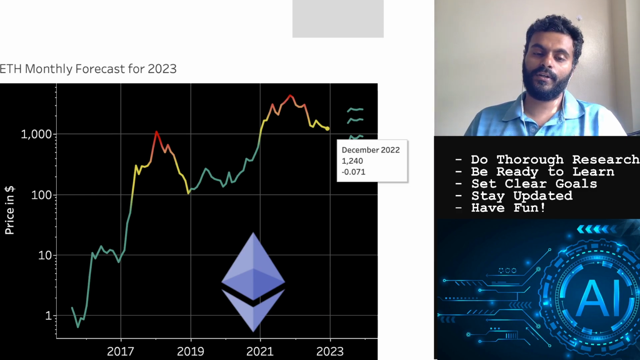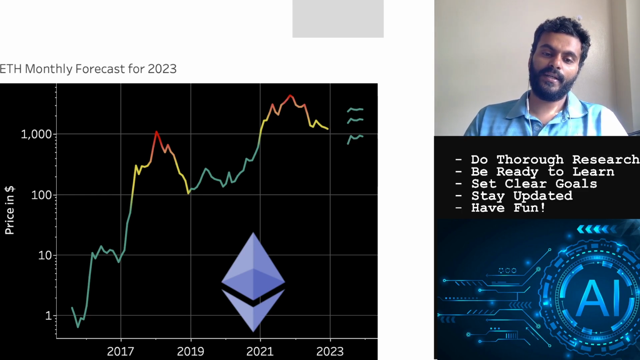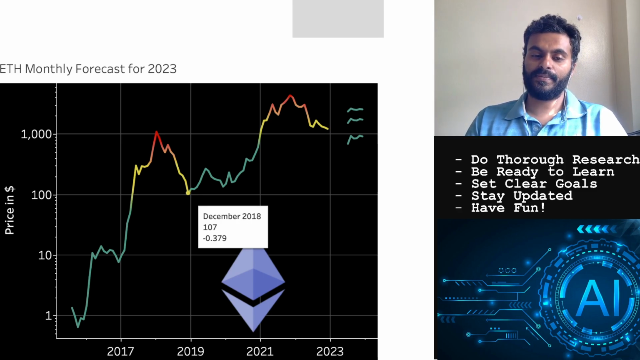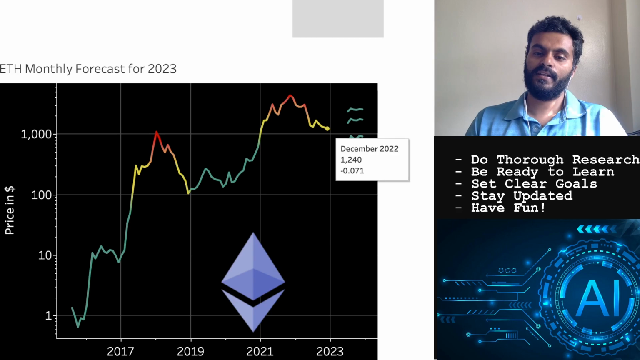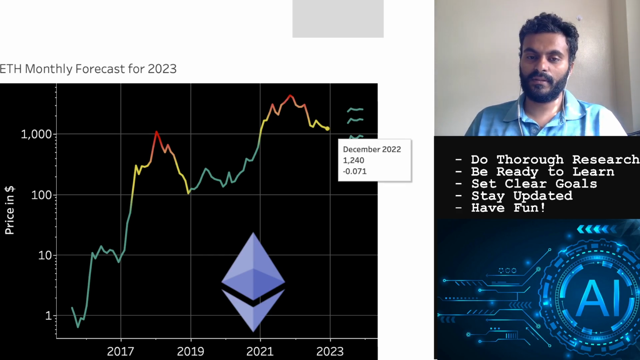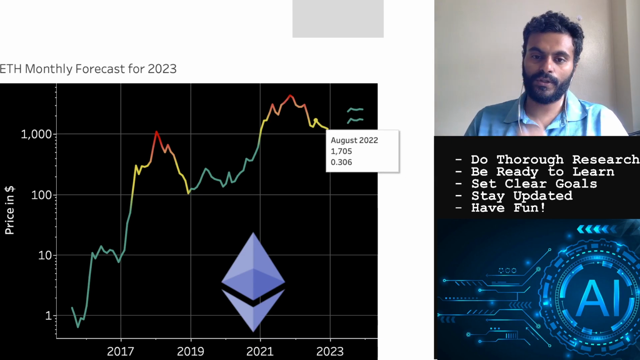I just wanted to help you understand the differences that I see based on data science and AI and a statistical view of Ethereum. Unlike in 2018, where December had a substantially negative z-score, we were barely negative in December of 2022. Right now we are not even in negative, we are almost at the level that we had in August of 2022, with a positive z-score of 0.30.